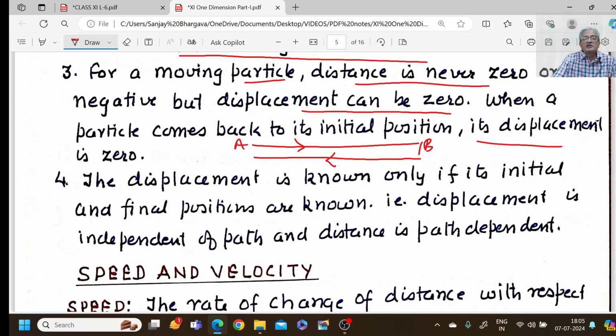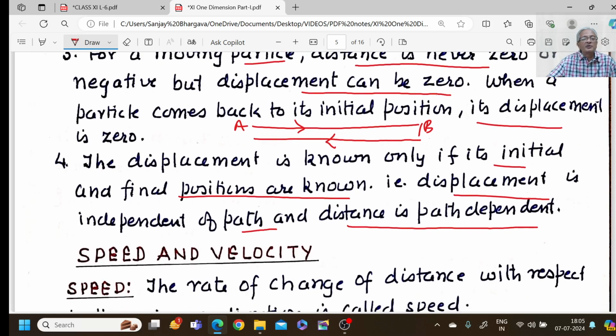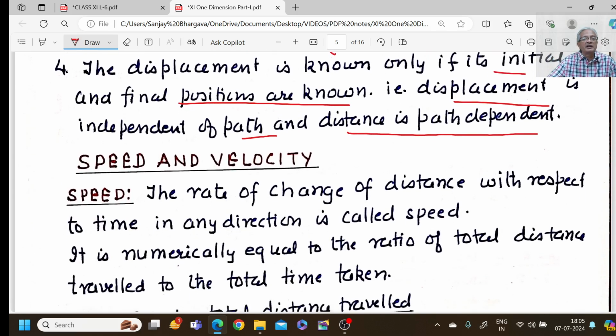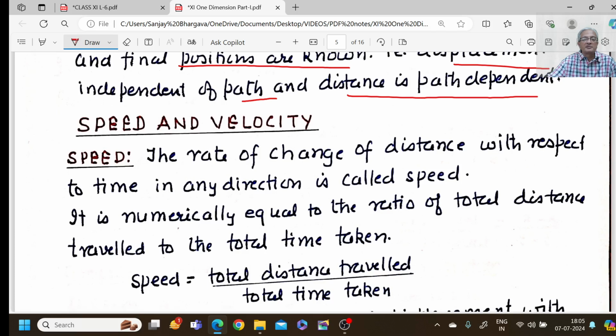The displacement is known only if its initial and final positions are known. That is, displacement is independent of path and distance is path dependent. So I think this discussion would help you in understanding the difference between distance and displacement.